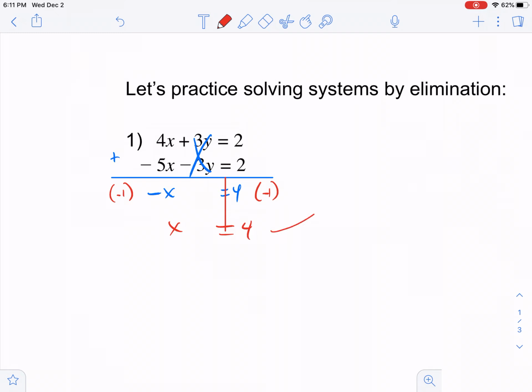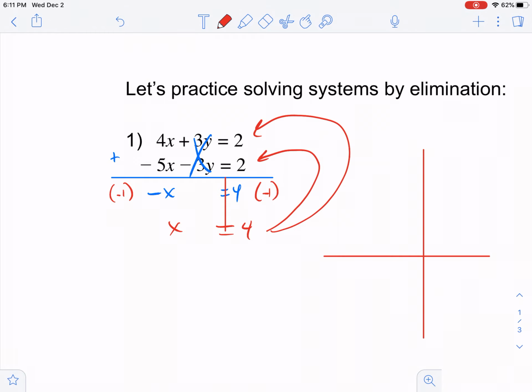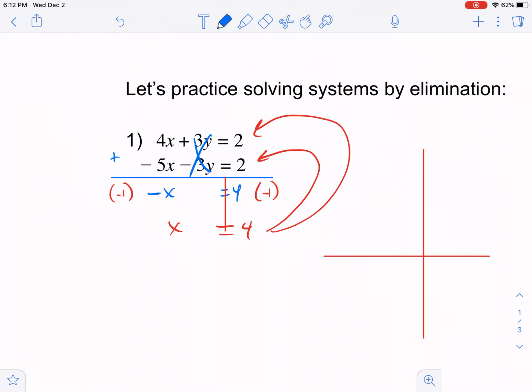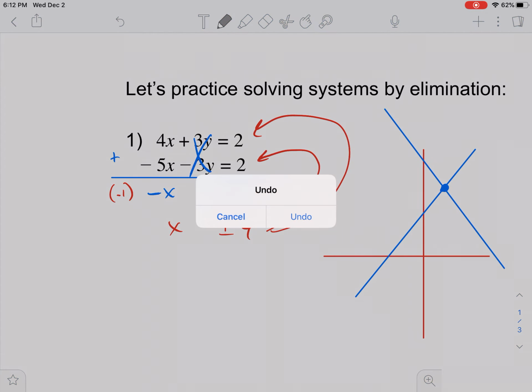I'm going to plug this into either this equation or this equation. So what's the point here? The point here is this. If I have a graph, I have two lines here. I've got this 4x plus 3y equals 2 line, and it's, I don't know, let's say it's something like this. And then I've got a negative 5x minus 3y equals 2, maybe something like this. Who knows, right? And this point of intersection means that this is where the lines meet.